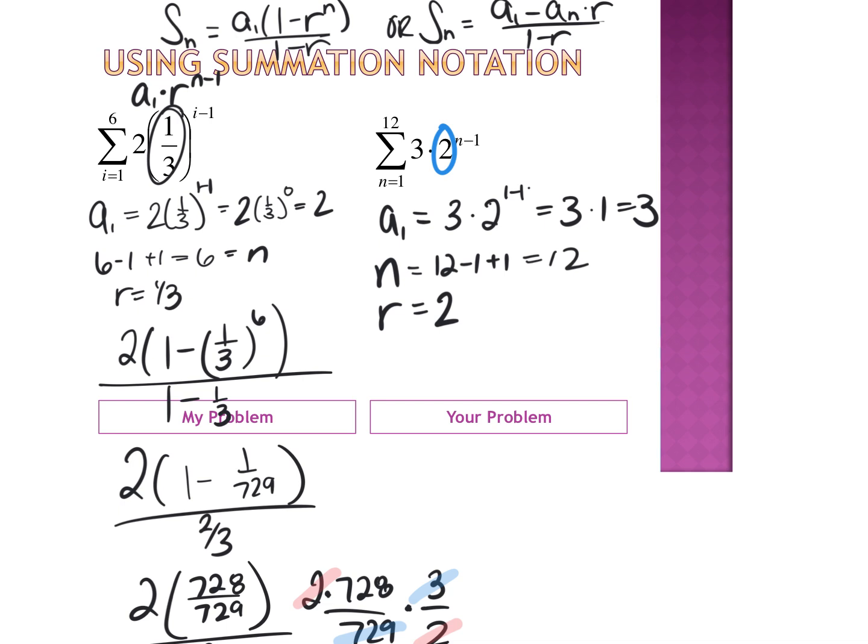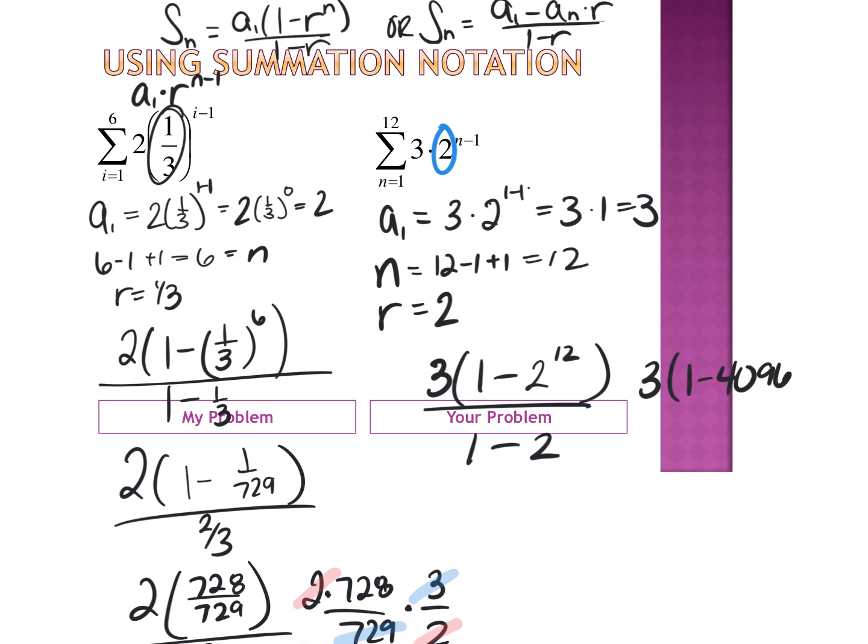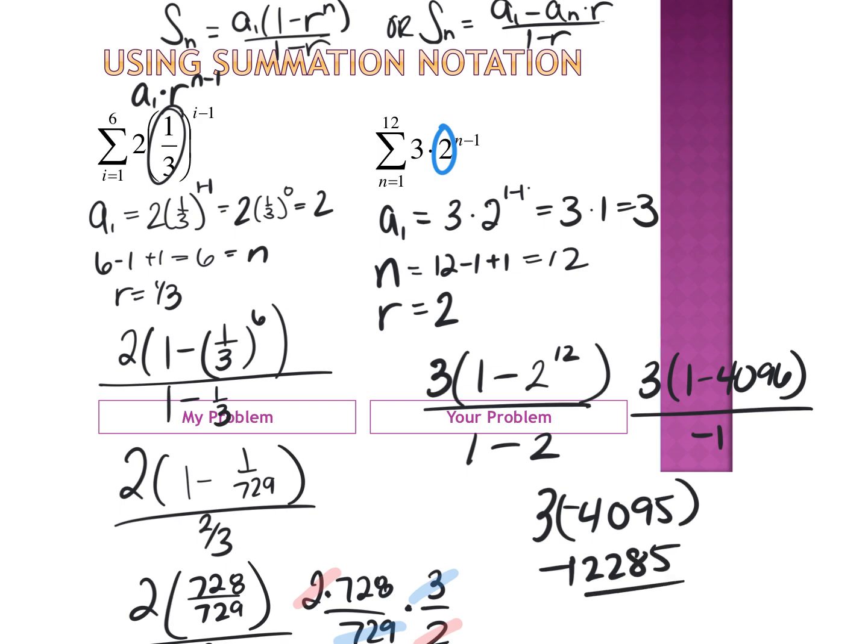So we end up with 3 times 1 minus r to the n power over 1 minus r. So 2 to the 12th, it's 3 times 1 minus 4096, over negative 1. 3 times negative 4095 is negative 12,285, divided by negative 1 is 12,285.